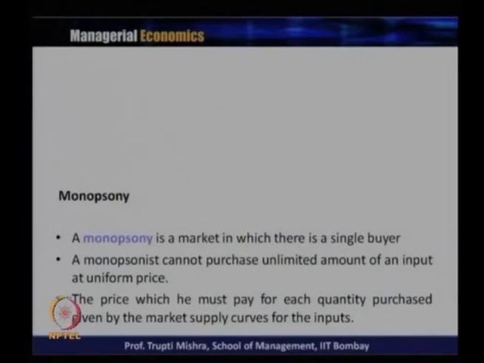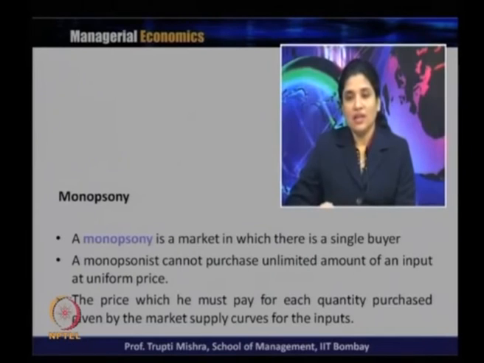Then we will start a new kind of market. Till now, if you look at it, it is about how many sellers or how many buyers. So, here we will talk more from the buyer perspective, because this is a form of market which is a subset of monopoly, where it is a market with a single buyer. So, till now we have understood that monopoly is the market where there is only a single seller, but monopsony is a market in which there is a single buyer, and a monopsonist cannot purchase an unlimited amount of an input at a uniform price even if it is the single buyer.